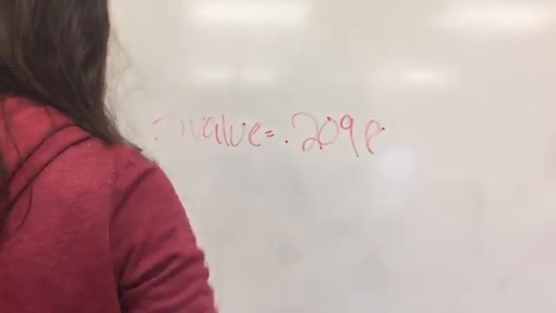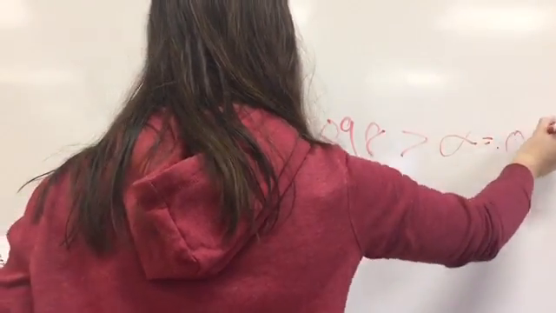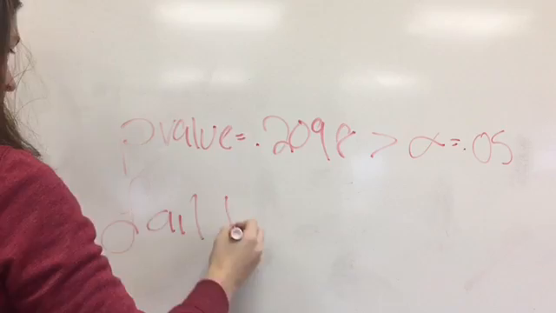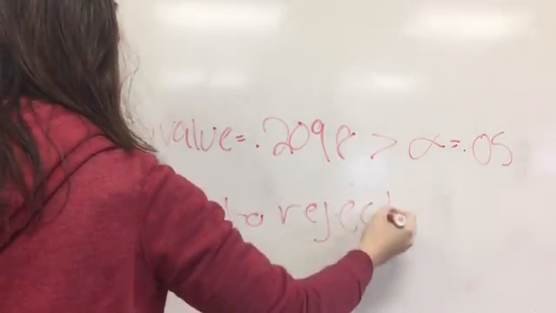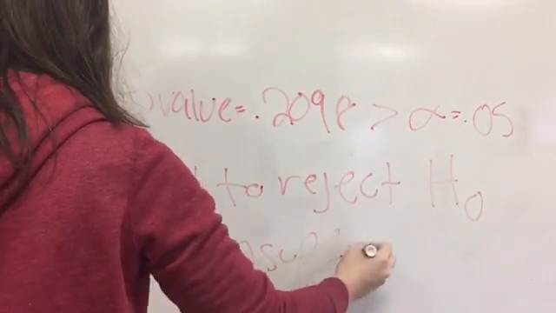With a p-value of 0.2098, which is higher than an alpha level of 0.05, we will fail to reject the null hypothesis. There is insufficient evidence to suggest that the mean calorie content in strawberry and vanilla yogurt are different.